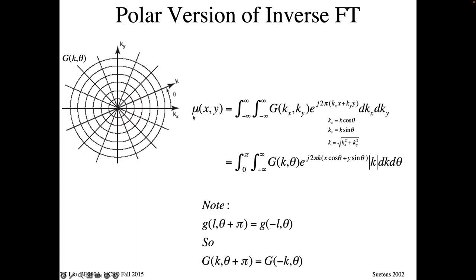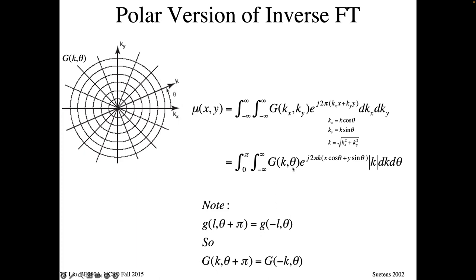I want to get to mu xy, right? So if I did interpolate my function onto a linear k-space, so I took positions that were in polar coordinates and I interpolated them onto a rectilinear grid, then I could do this inverse Fourier transform in dkx and dky to get my object. So that's one approach.